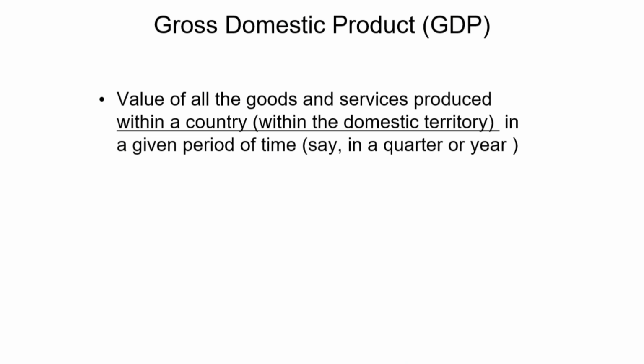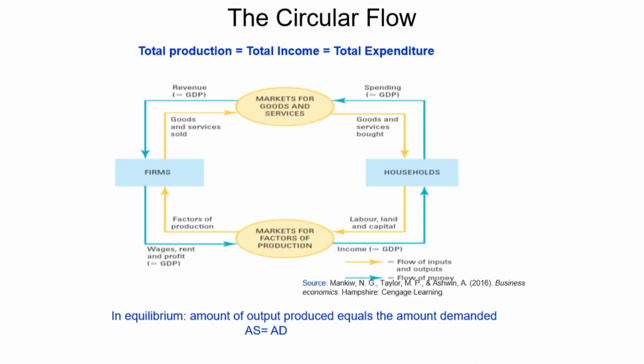Let's begin with a formal definition of GDP. GDP means the value of all the goods and services produced within a country, within the domestic territory, in a given period of time, say in a quarter or a year. So we can get to know the GDP, the total summary of total economic activity.